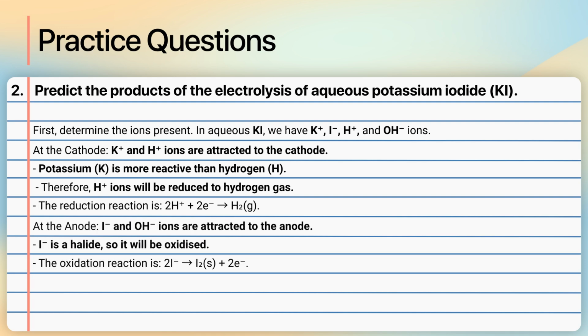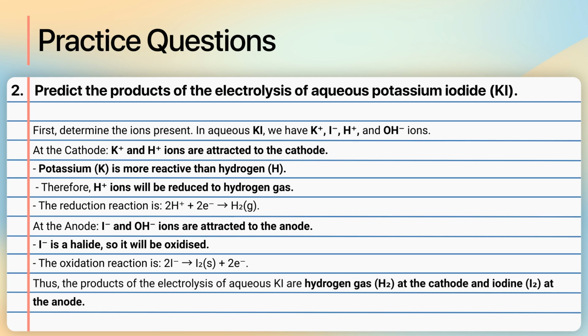At the anode, iodide and hydroxide ions are attracted to the anode. Iodide is a halide, so it will be oxidized. The oxidation reaction is 2I- becomes solid I2 + 2e-. Therefore, the products of the electrolysis of aqueous potassium iodide are hydrogen gas at the cathode and iodine at the anode.